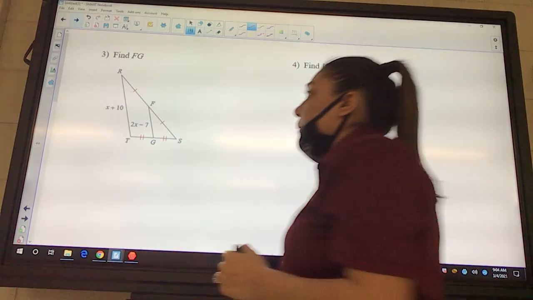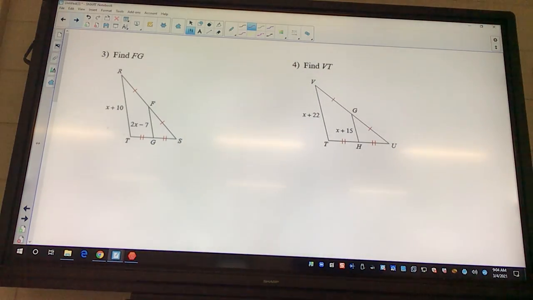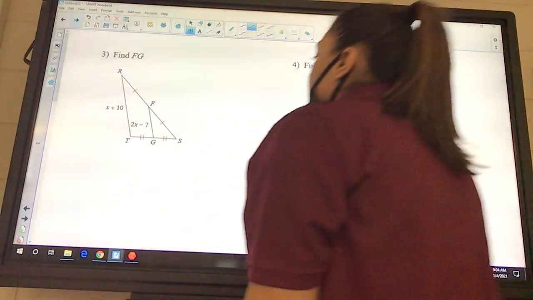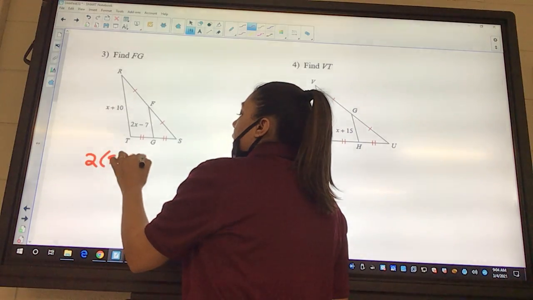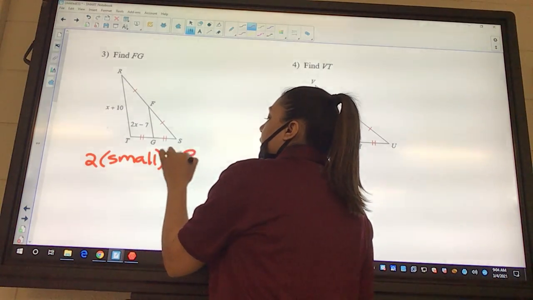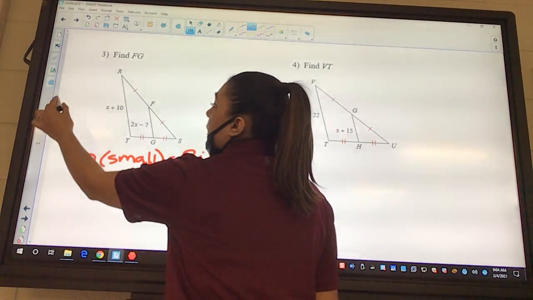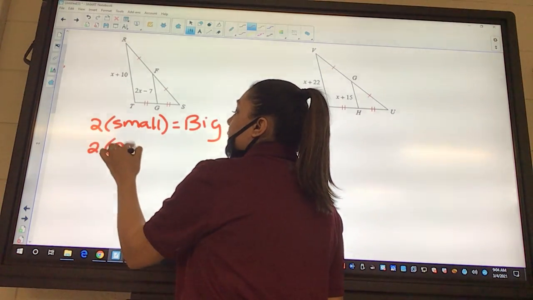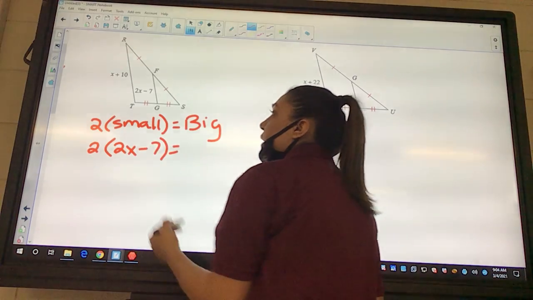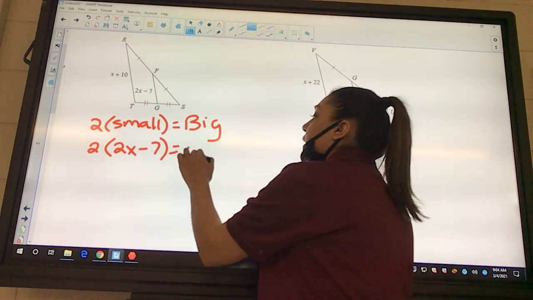Let's look at number 3. Same thing, we've got 2 triangles. So how do we set these up? It's always 2 times the what? Small. 2 times the small equals the big. What is our small one? 2x minus 7. So it's going to be 2 parentheses 2x minus 7 equals, and our big one is x plus 10.